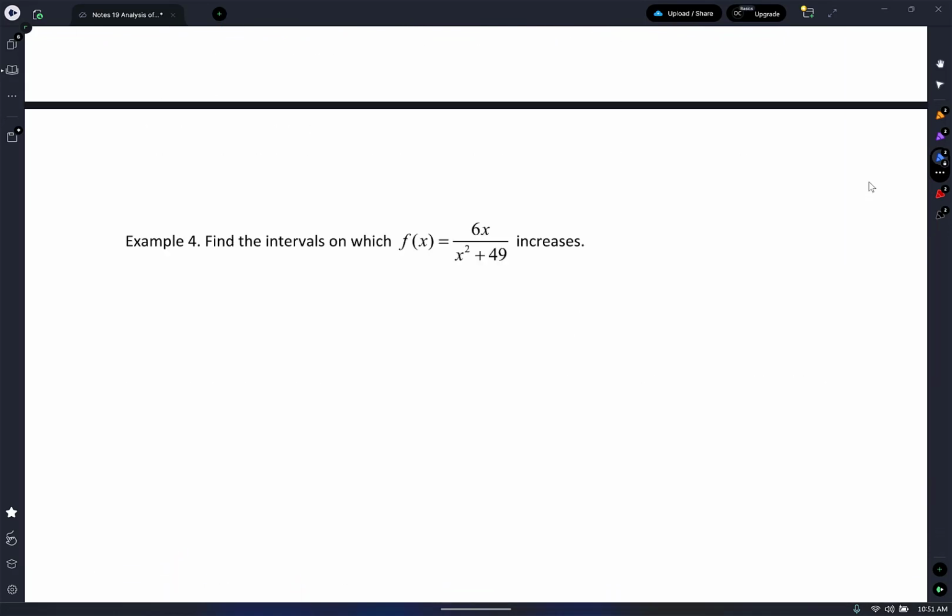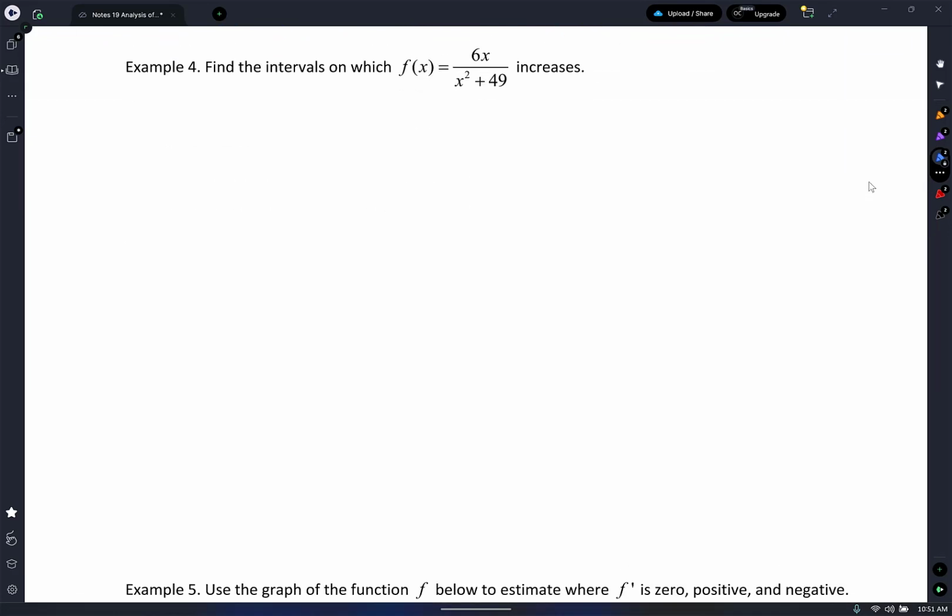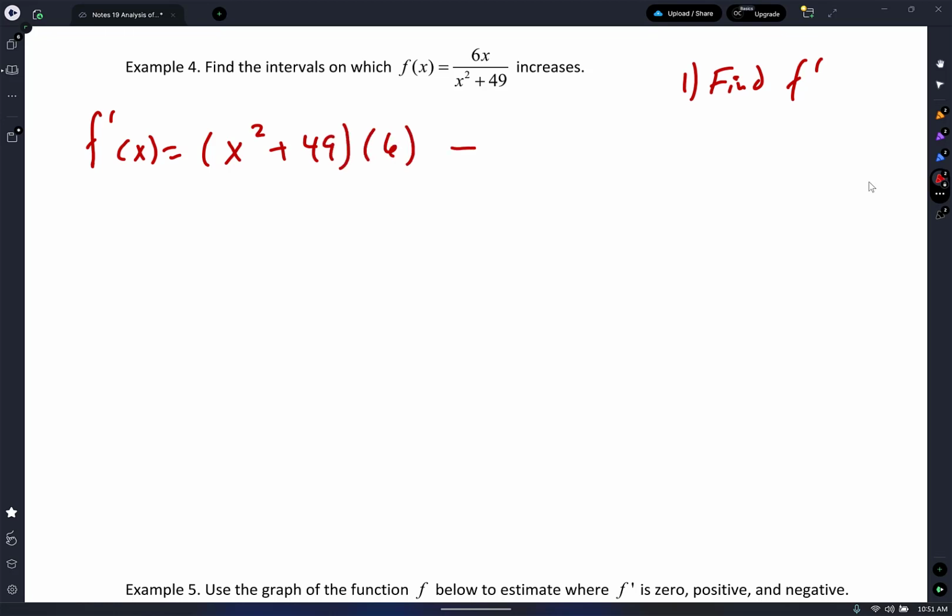Two more, and then we'll have a second iteration of this tomorrow. Find the intervals in which this function is increasing. So find critical numbers. Don't worry, we're almost done. Find f prime. So here we go. F prime of x: bottom times the derivative of the top, minus top times the derivative of the bottom, all over the bottom squared.